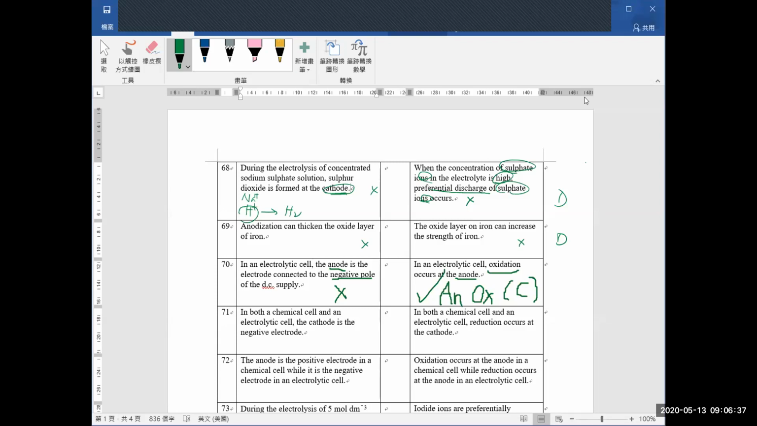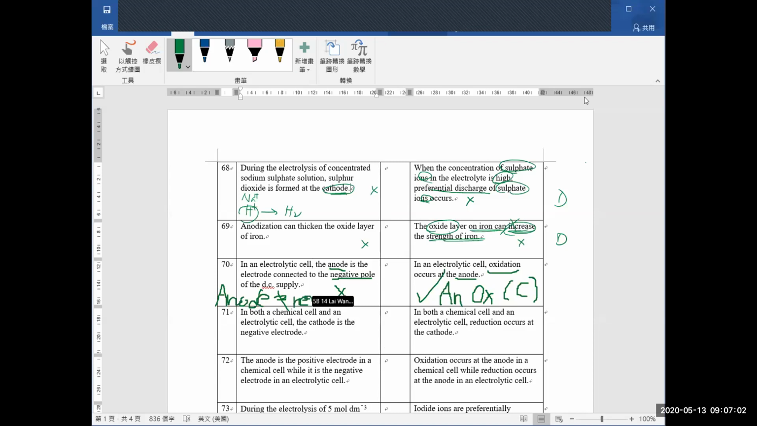If you say that the oxide layer of iron is not increased, to make the iron even more brittle, no. Anodization, the second one. The first statement: anodization, how wrong is it? It can thicken the oxide layer of iron. If you're not right, anodization.